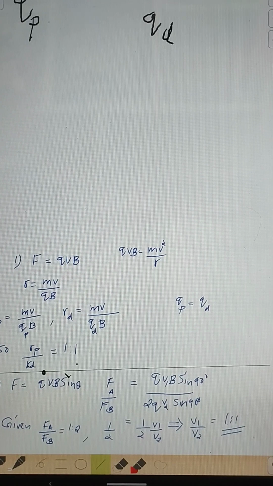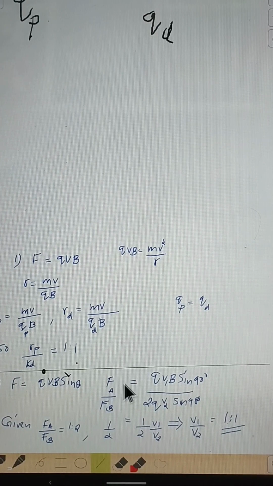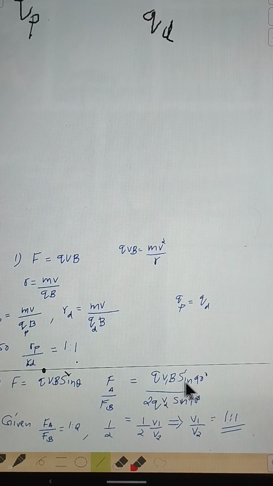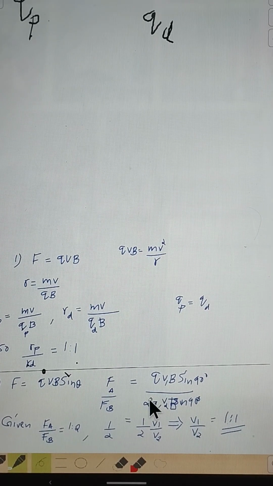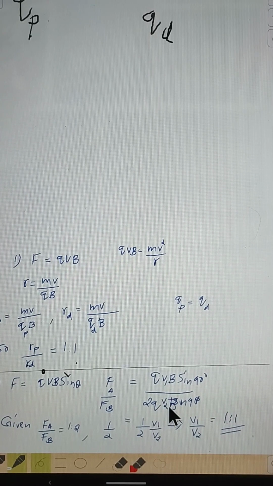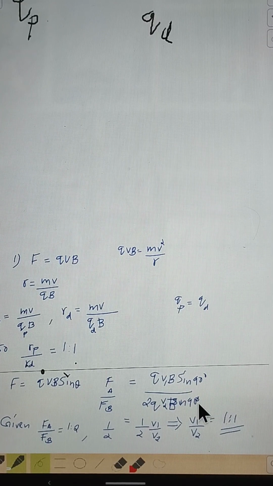So here we know that F is equal to q into v cross B, which is qvB sin theta. The force experienced by the first particle, Fa, is q, the charge of the first, times v1, the velocity of the first particle, times B sin 90, because these particles are entering at an angle of 90 degrees with the magnetic field. Now the force on the second: the charge of the second particle is double that of the first, v2 is the velocity of the second, B sin 90, both entering the same magnetic field.